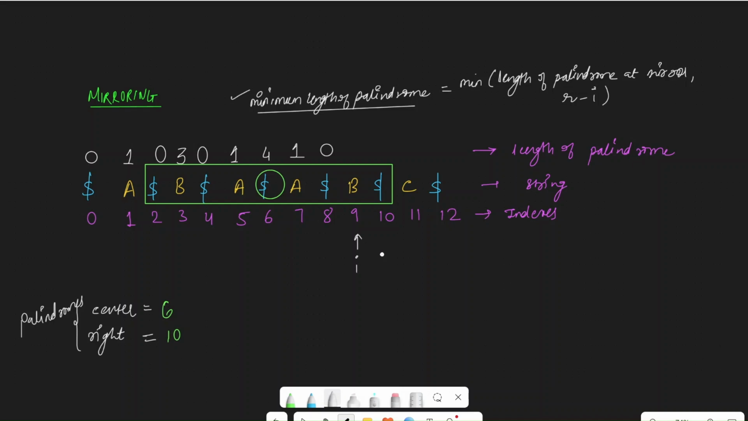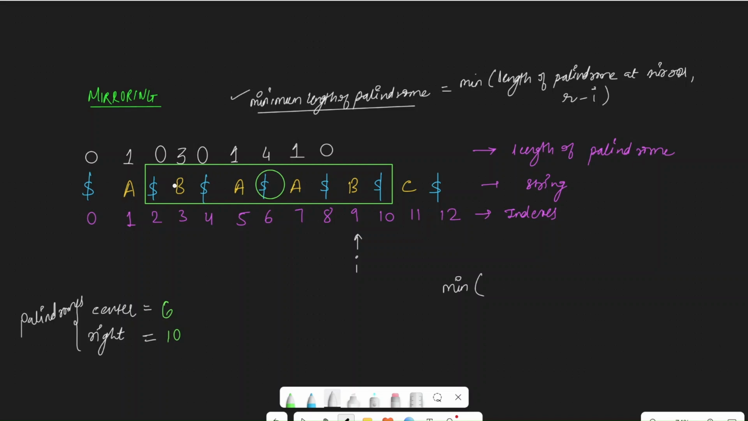9. Now this is where things become interesting. At I, again I check: am I within a palindrome? So is my I less than the right boundary? Yes, my I is 9, my right boundary is 10. I am within the palindrome. That's when we can use mirroring. With mirroring, we have to find the minimum length of palindrome we can find. Minimum length of palindrome here would be equal to whatever is the length of palindrome at its mirror.